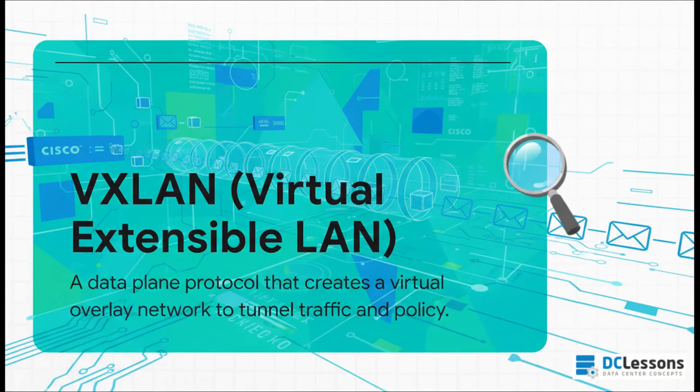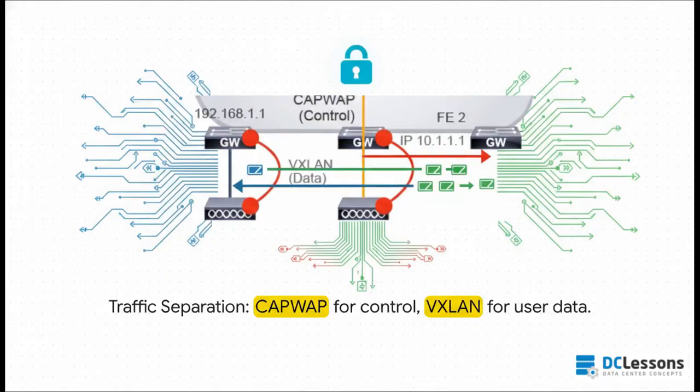All right, so if LISP is the who and where, then our second protocol, VXLAN, is all about the how. This is our data plane protocol. The best way to think about it is like putting our data packets into a special envelope or a tunnel to carry them across the underlying physical network. In this diagram, it just lays it all out perfectly. This shows the fundamental change in how we handle traffic.